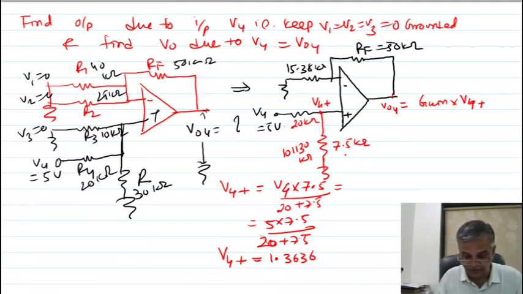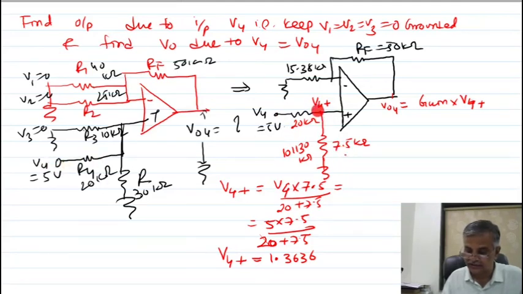So look here what I did. Here I have given the voltage V1, V2, V3, and V1, V2, V3 is grounded, V4 is given. So these two are in parallel, that I have written 15.38. 10k and 30k ohm in parallel, that I have written 7.5. This voltage I have written here.